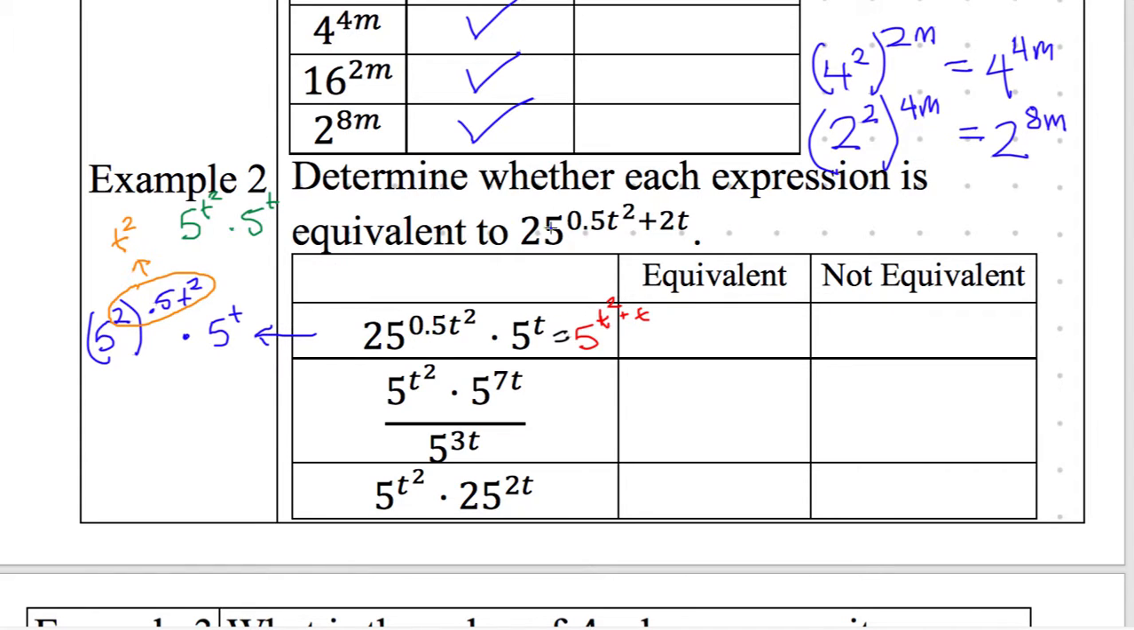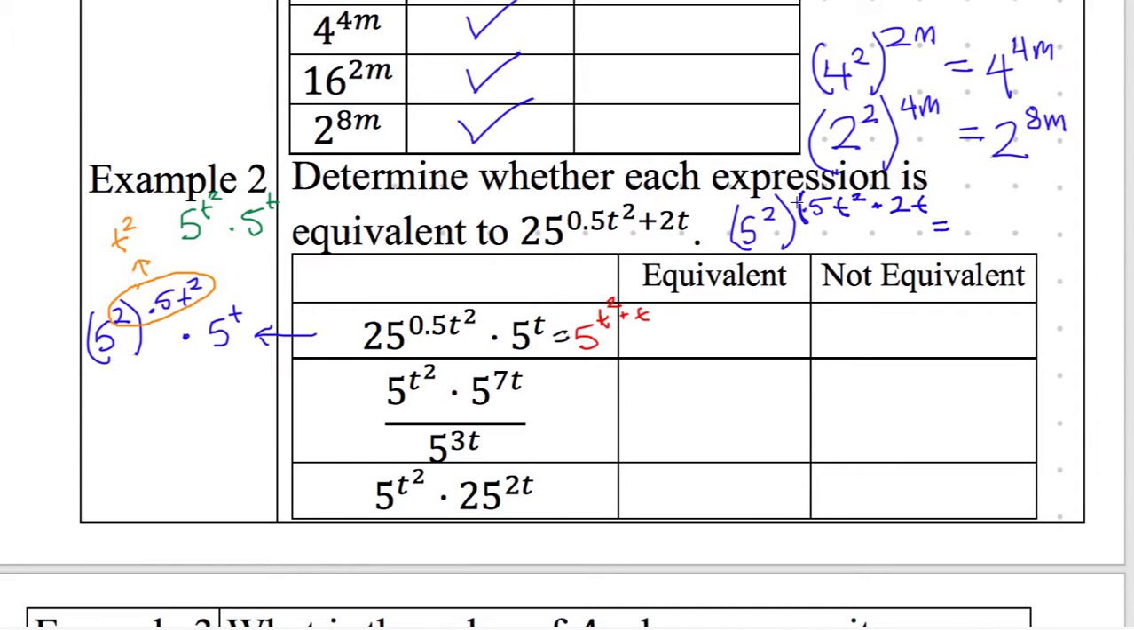This 25 can be rewritten as 5 squared. And then read me the rest of it. 0.5 t squared, and then you multiply 2t. So this is a t squared plus 2t. Okay, then what do you do?